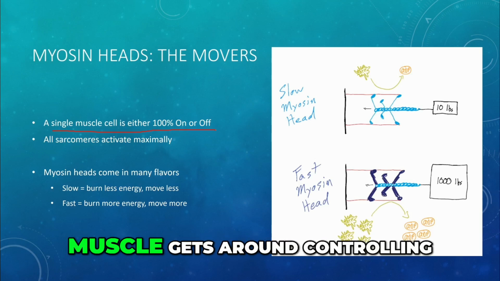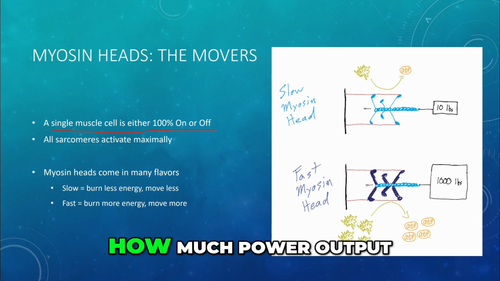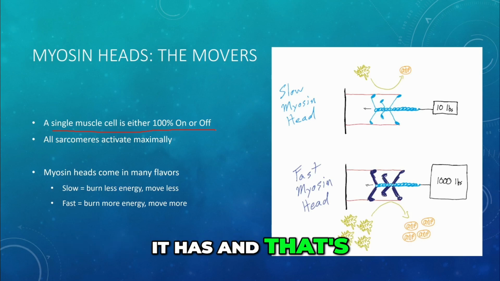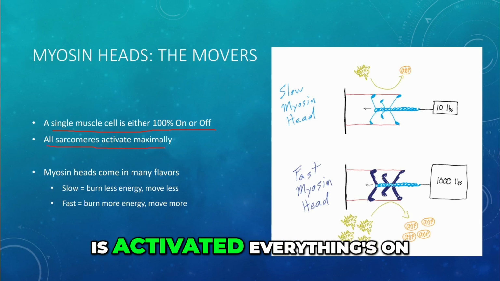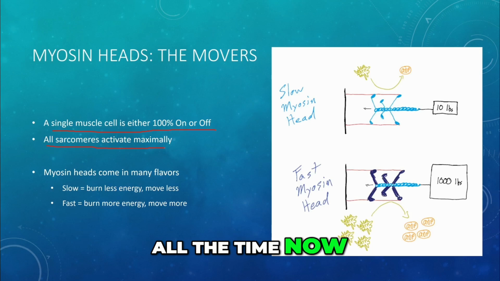There's other ways the muscle gets around controlling how much power output it has, and that's for a different chapter. We'll get to it later. But right now, what you need to understand is once a sarcomere is activated, everything's on all the time.